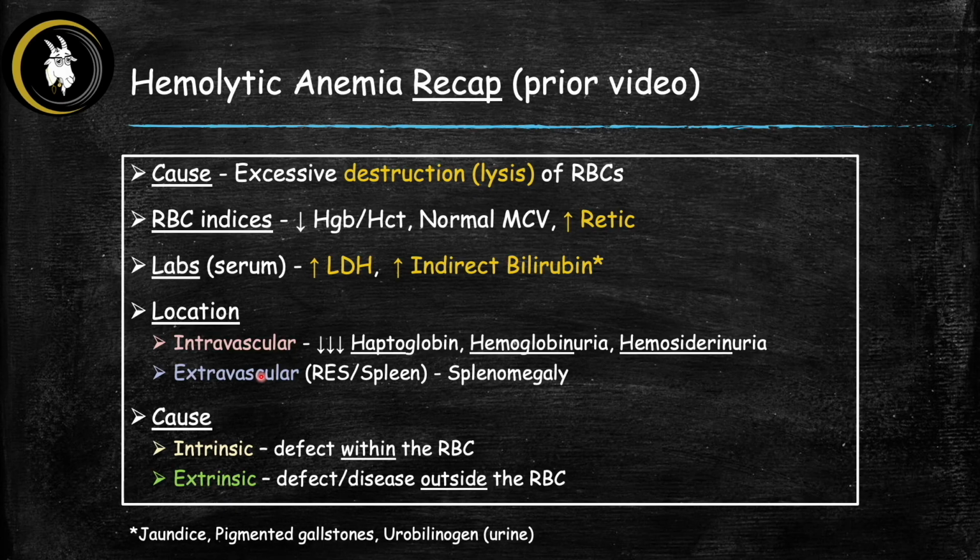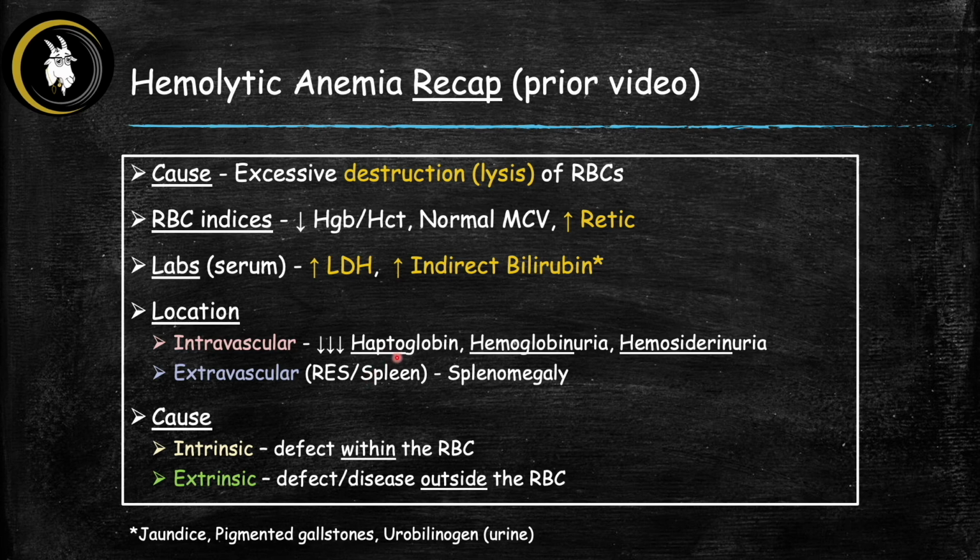In extravascular hemolysis, the destruction is happening in the reticuloendothelial system, so mainly within the spleen and not in the blood vessels. So hemoglobin is going to get degraded in the spleen to bilirubin first, so it does not directly enter the blood. So we do not see these three findings above. Instead, this overactive spleen is going to become enlarged, and the key feature here is going to be splenomegaly.